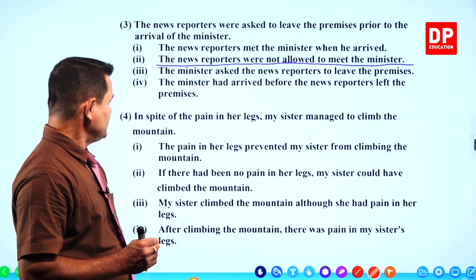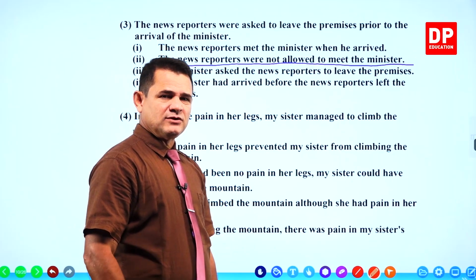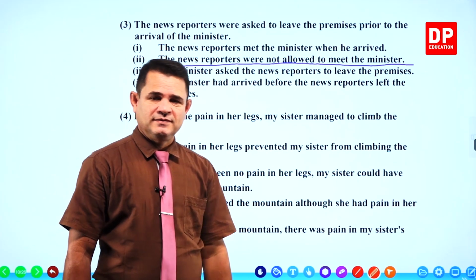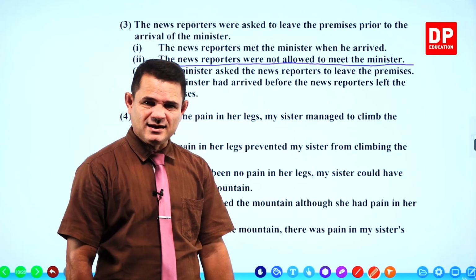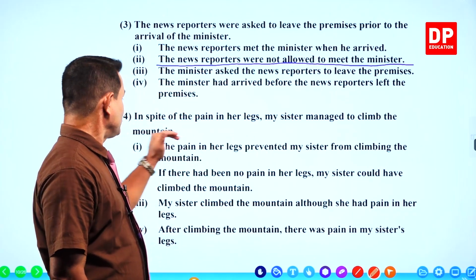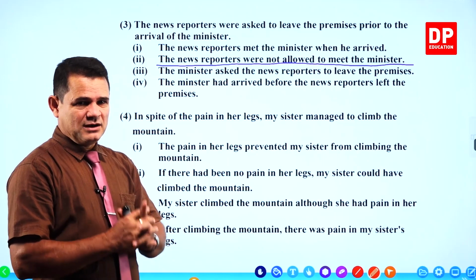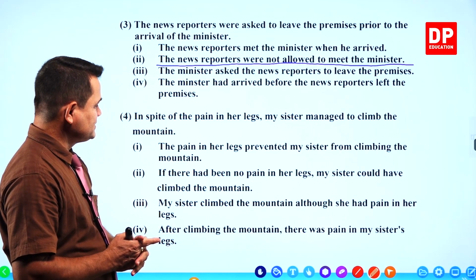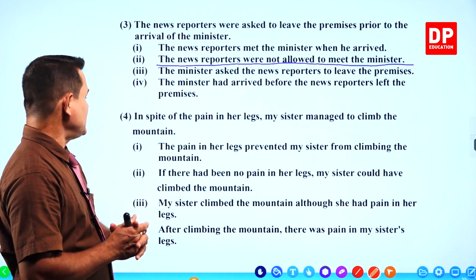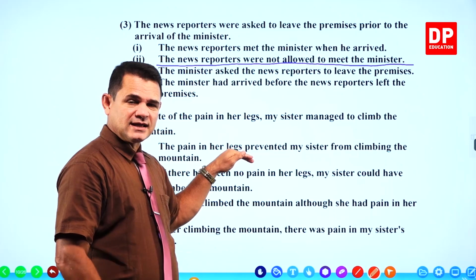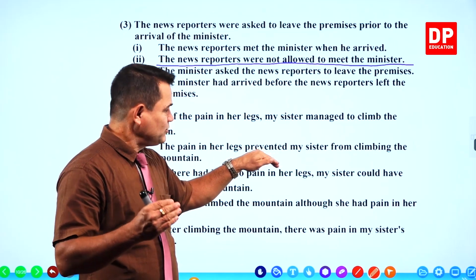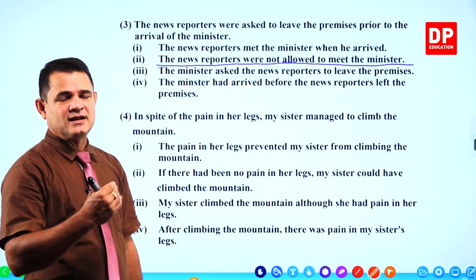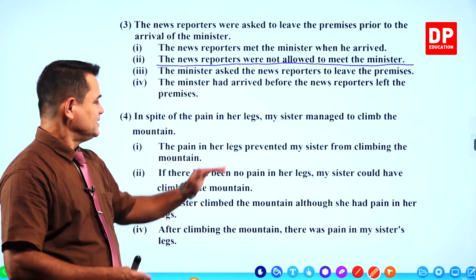In spite of the pain in her leg, my sister managed to climb the mountain. That means my sister had pain in the leg, but despite that she somehow climbed the mountain. Let's see which sentence says that. The pain in her legs prevented my sister from climbing the mountain. That means she could not climb because of the pain. That is not what is said here.